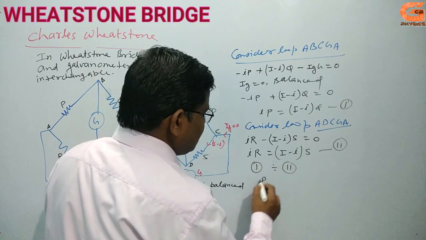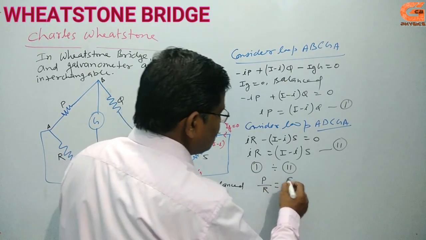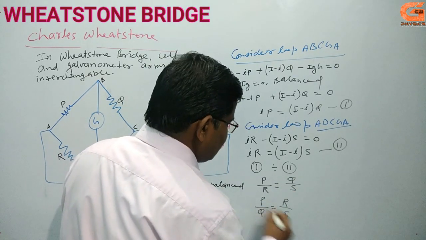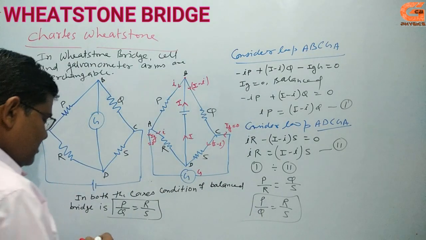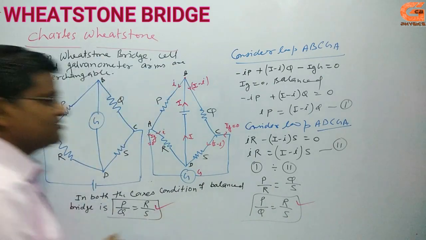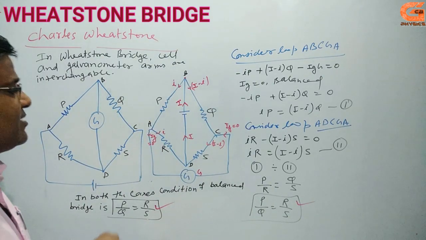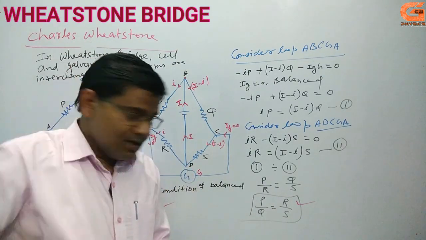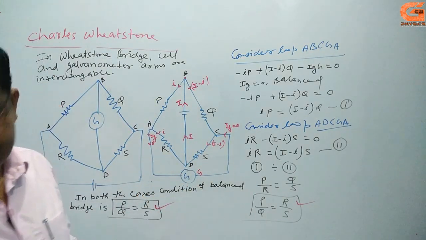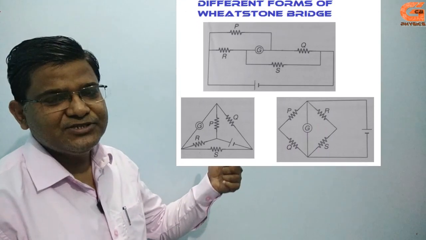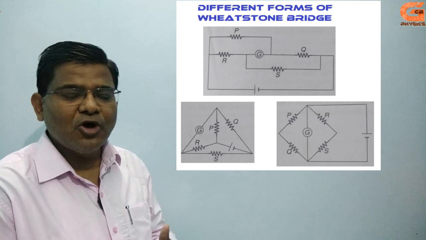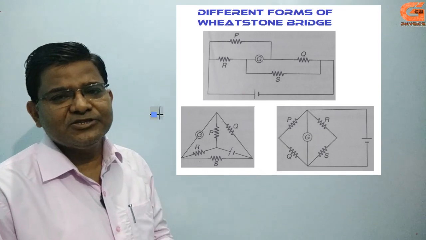Then P by R is equal to Q by S. You may write P by Q is equal to R by S. Then this equation and this equation both are similar. Hence we can say that the cell and galvanometer can be interchanged and there is no effect on the equation. You can see in the image there are 3 different ways or more ways to draw the circuit of Wheatstone bridge.